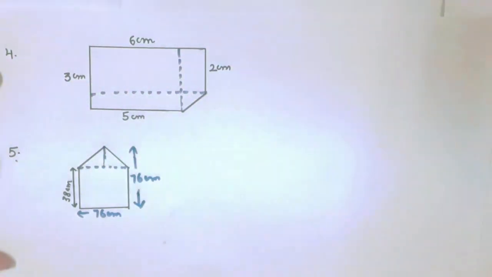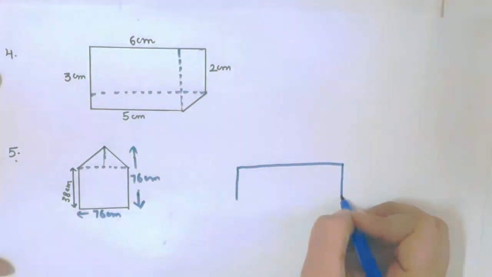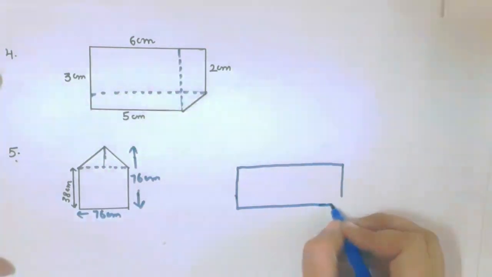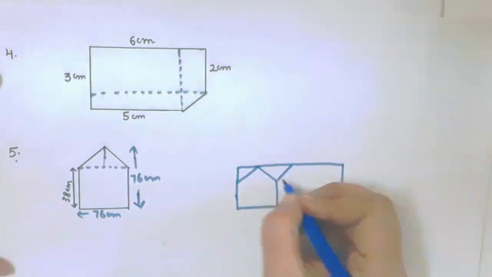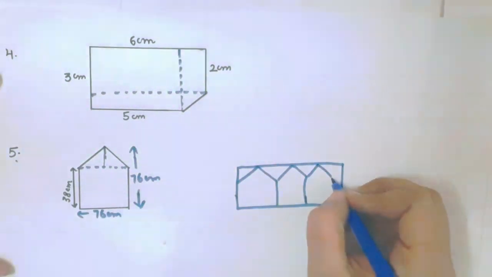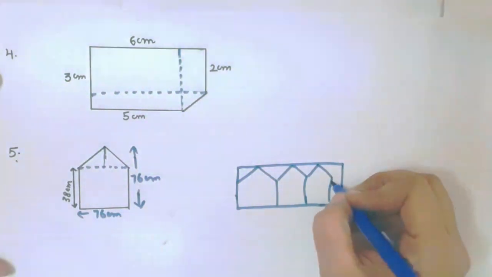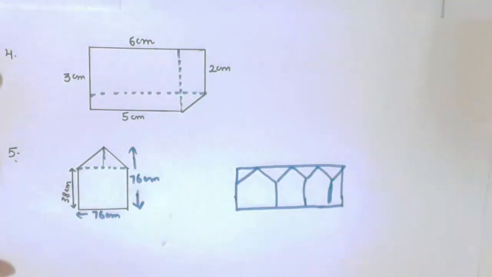Now look at the B part of this question. If four such signboards are cut from the rectangular metal sheet 350 cm long and 320 cm wide, means one rectangular board is here. Suppose this is a rectangular board and four signboards are cut from this. These are the signboards. We have to find out four signboards are cut from this rectangle.